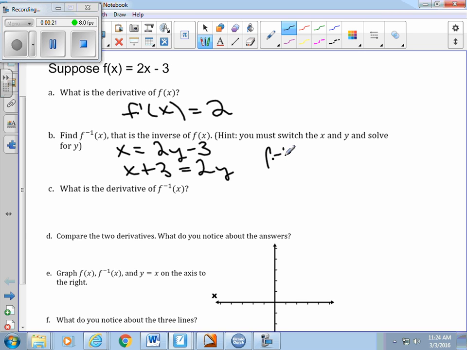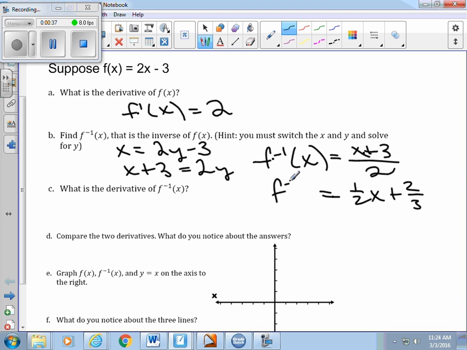So f inverse equals (x plus 3) over 2. Does everyone agree? Or you could write that as 1/2 x plus 3/2. Oh, you're right. Thank you.